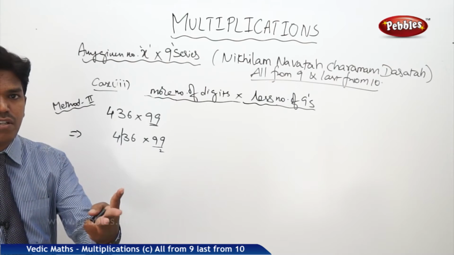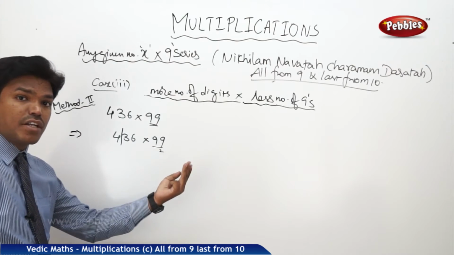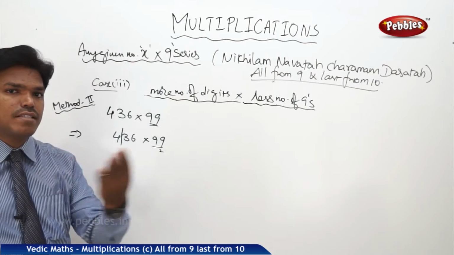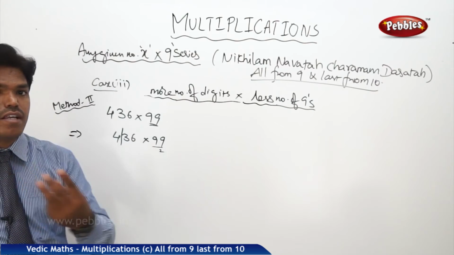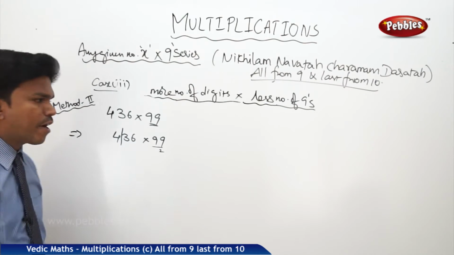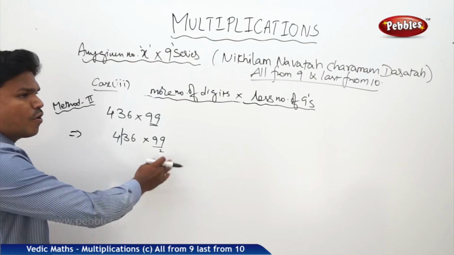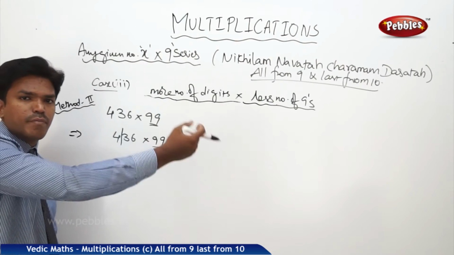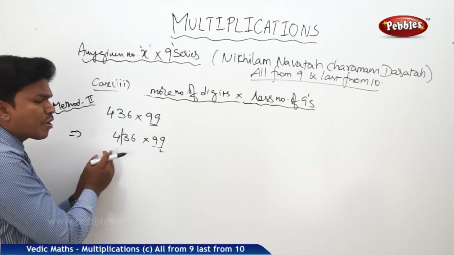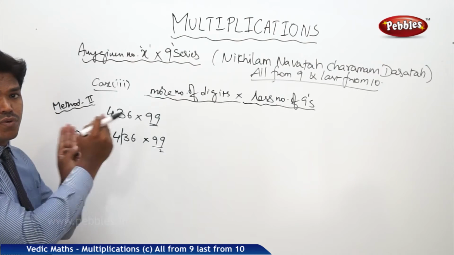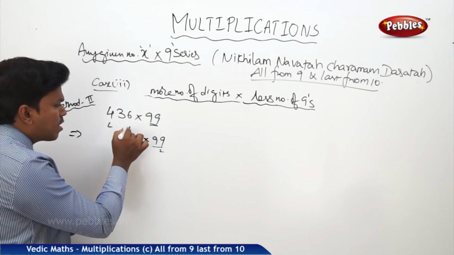If there are 3 nines, we will partition after 3 digits from the right. If there are 4 nines, after 4 digits from the right. If there are 5 nines, after 5 digits from the right, like that. Since there are only 2 nines here, we are going to partition the number after 2 digits from the right. After the partition, the number is divided into 2 parts, a left part and a right part.